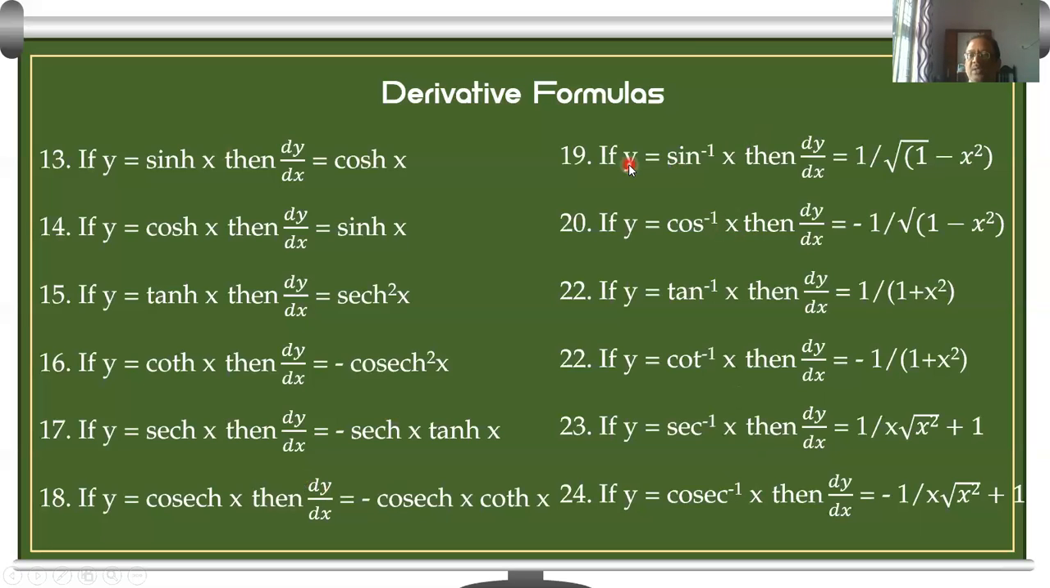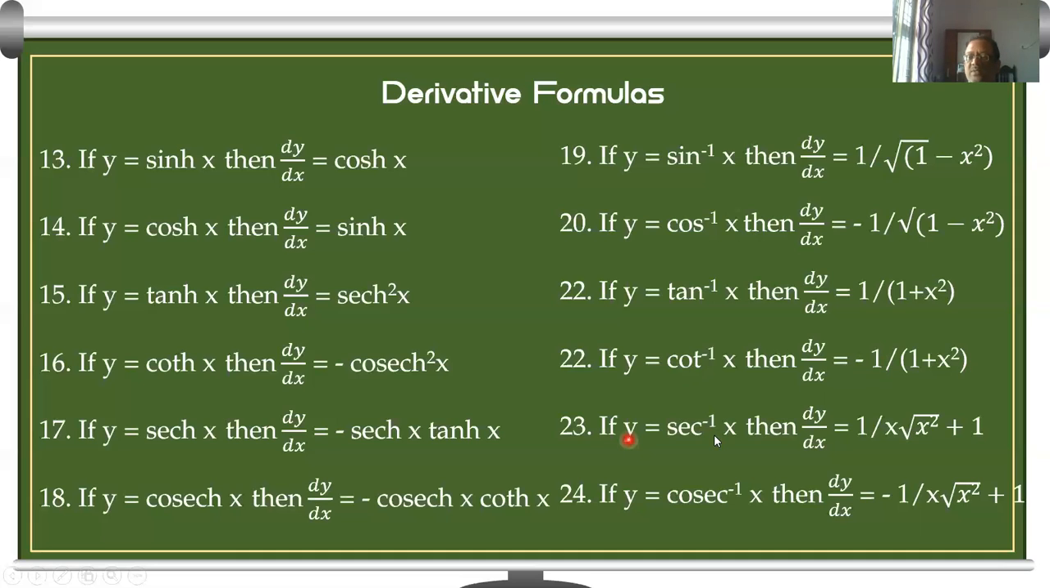Y equal to sine inverse x. What is the derivative? 1 by root of 1 minus x square. Cos inverse x derivative: cos is a cofunction, therefore definitely you get minus, minus 1 by root of 1 minus x square. Tan inverse x, what is the derivative? 1 by 1 plus x square. Cot inverse x is a cofunction of tan, therefore minus appears: minus 1 by 1 plus x square.